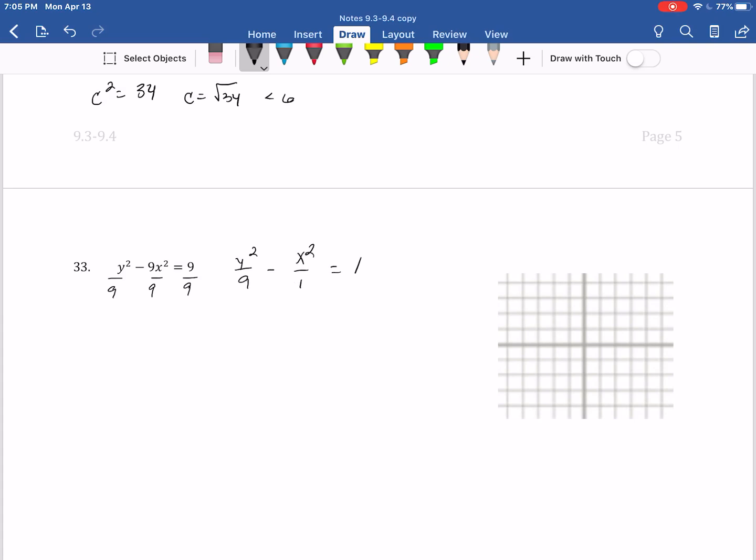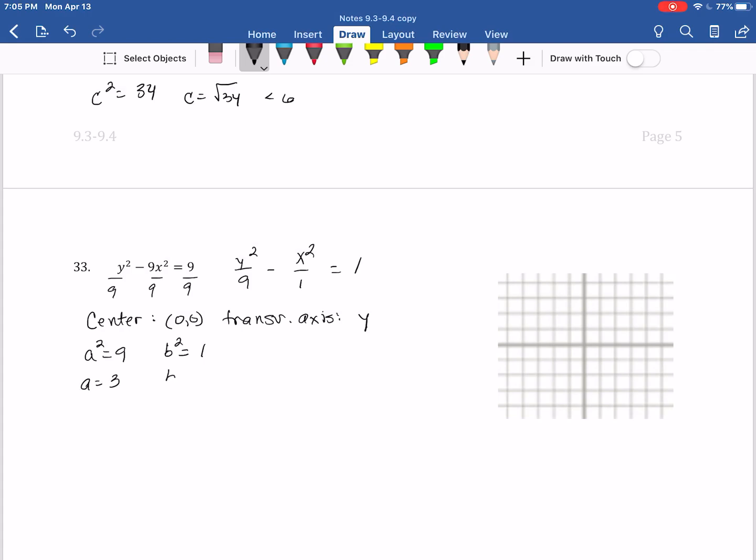I put that 1 under the x squared because that way it'll help you understand one of the values that we need to report. The transverse axis is going to be the y-axis because the y squared comes first. The center, as is always for our class, will be 0, 0. The transverse axis is y. And we know that the value of a squared is 9 because that's the first number, and b squared is equal to 1. That's why I put that 1 under the x squared.